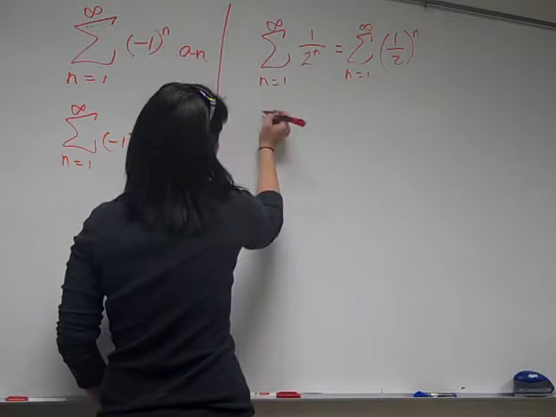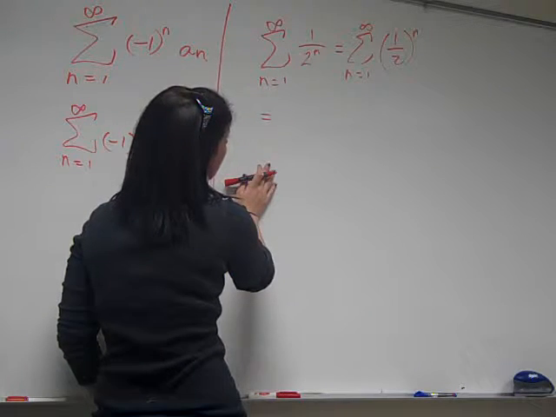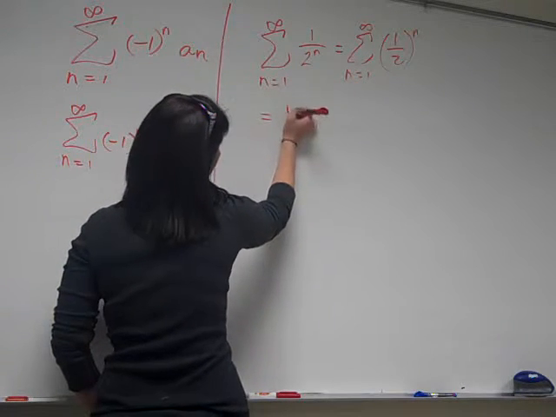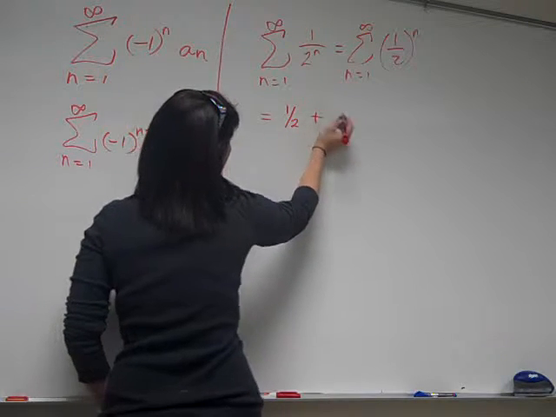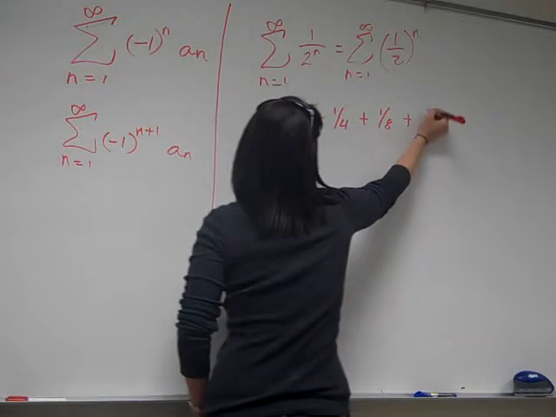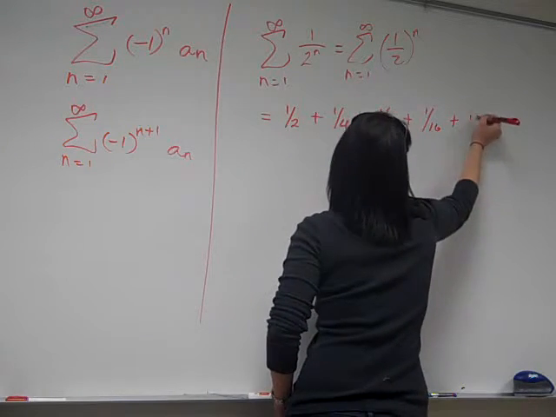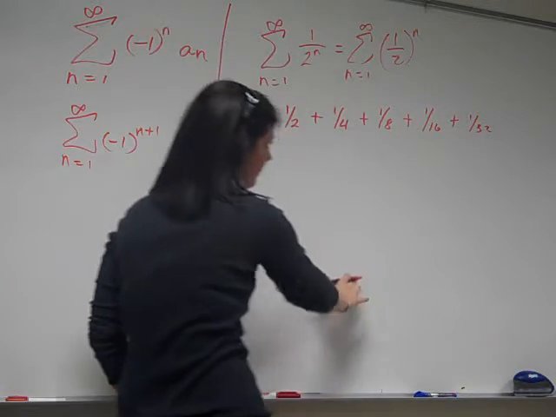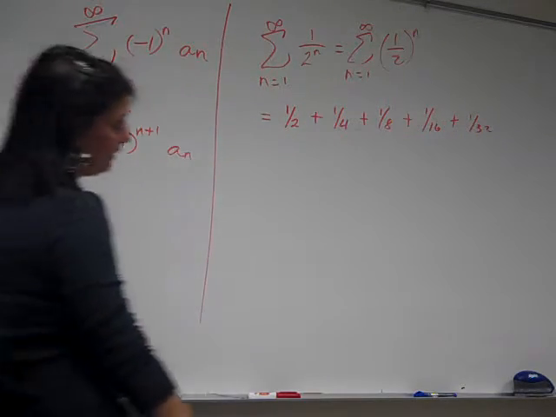So just listing out a few of the terms. If I put in 1, I get a half. Put in 2, I get a fourth. I put in 3, an 8th, a 16th, a 32nd, so on and so forth. Right? Everybody believes me?